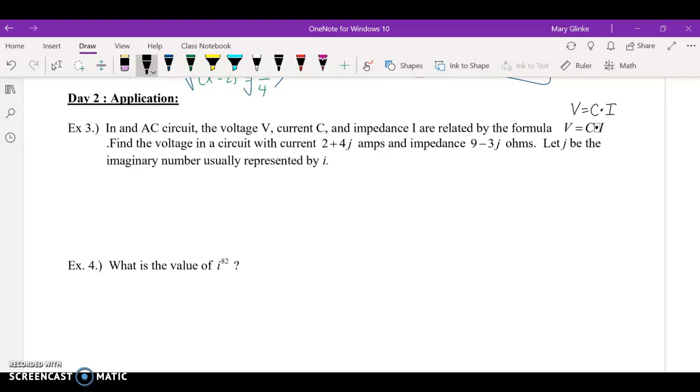So we want to find the voltage if we have the given information. Now, J is how they write the imaginary numbers when you're dealing with physics and everything like that. Okay, so they use J instead of I, but it is your imaginary number. So to find the voltage, you're going to do the C, which is 2 plus 4J, times I, which is 9 minus 3J.